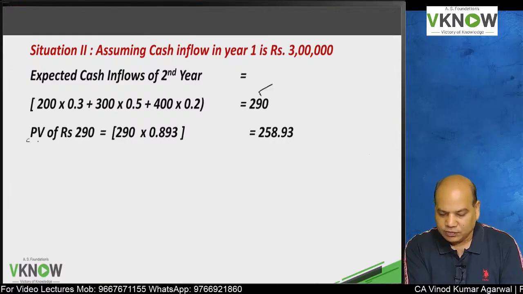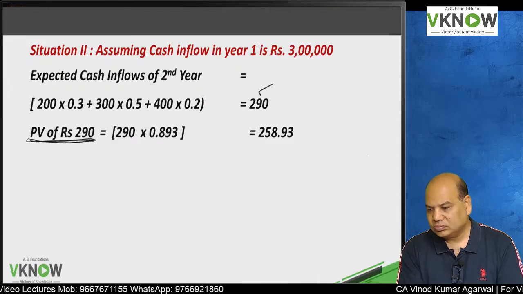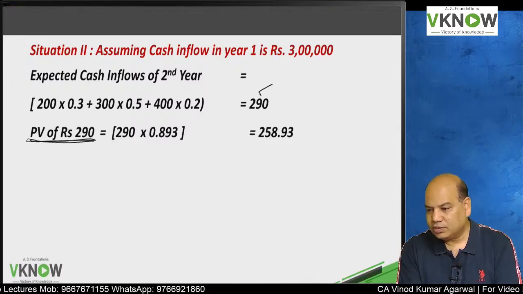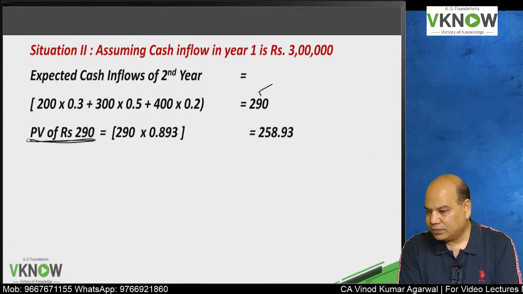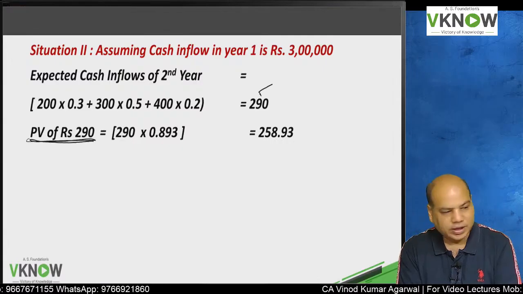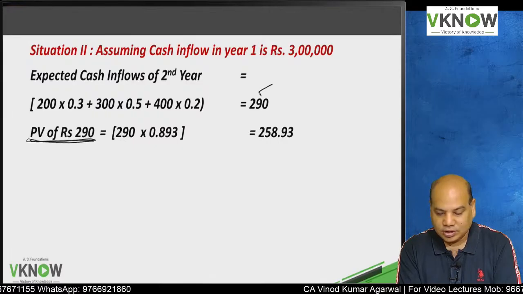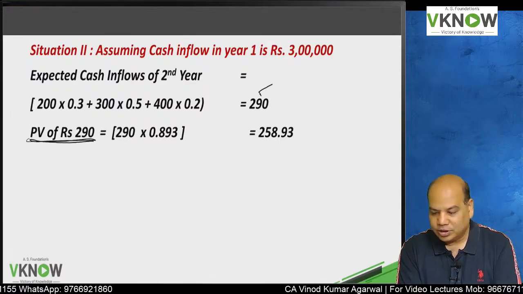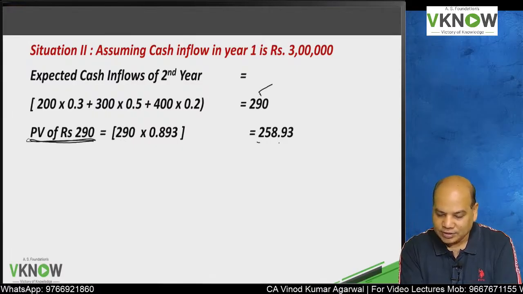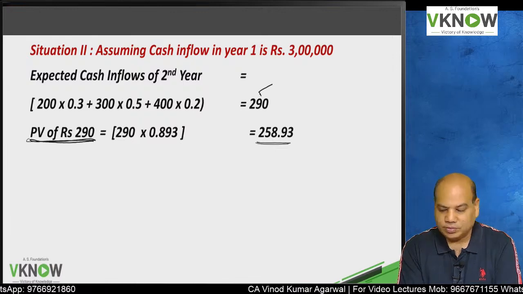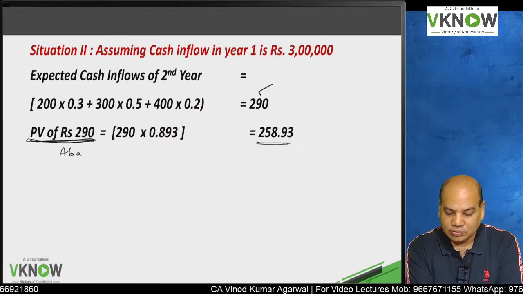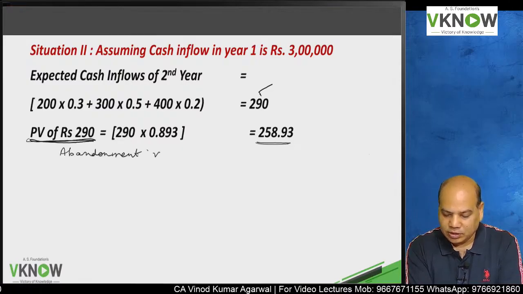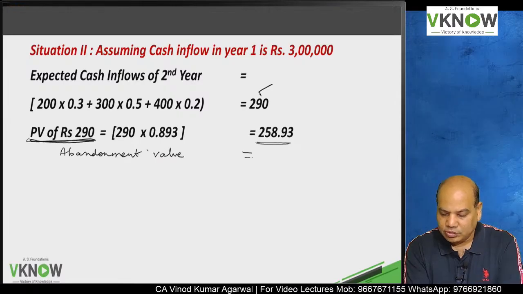And now write down PV of 290. PV of 290 is 290 into 0.893, and that is equal to 258.93. Please check. Do not copy. 258.93. And what is my abandonment value? The abandonment value is 250.